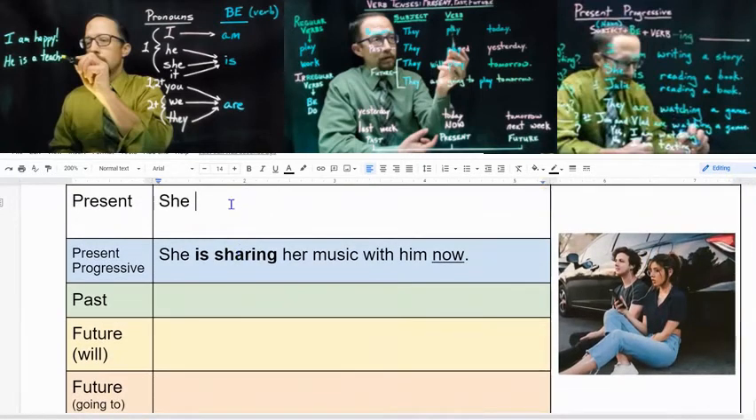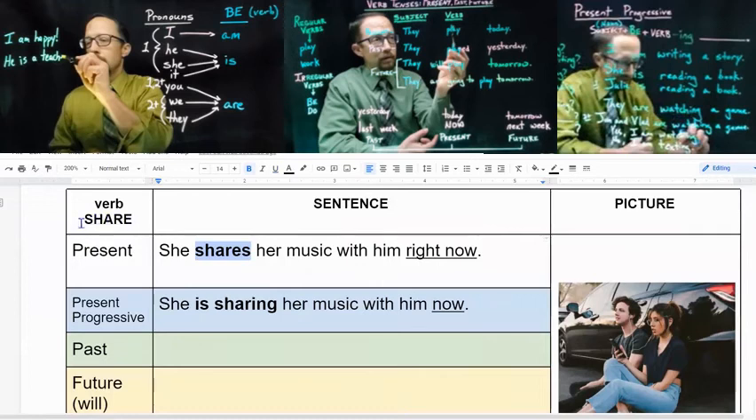So she shares. She shares her music with him. We can just say right now. It's the same way of saying now. Okay. She shares. Here's our verb. And it's changed a little bit from the base form. This is the basic form or the base form of the verb.